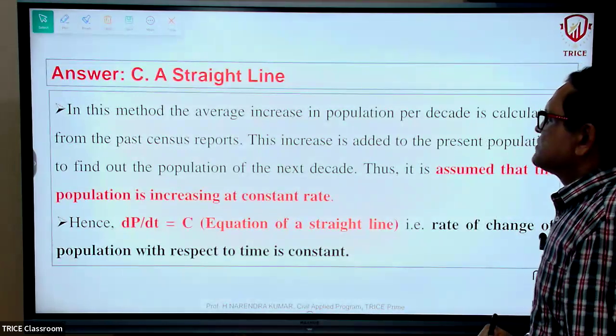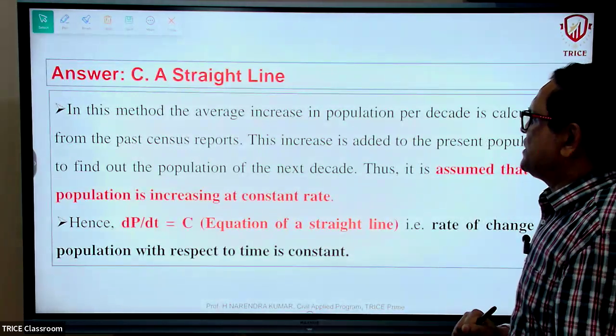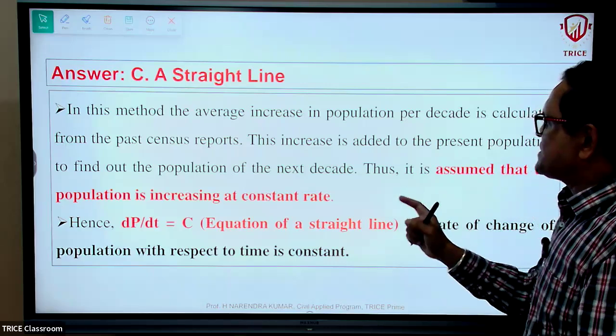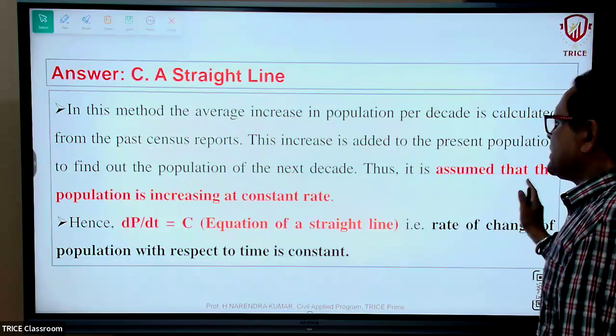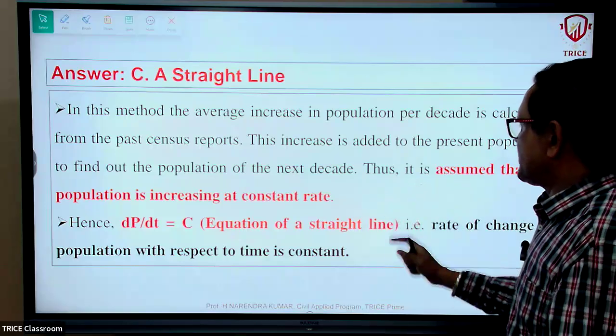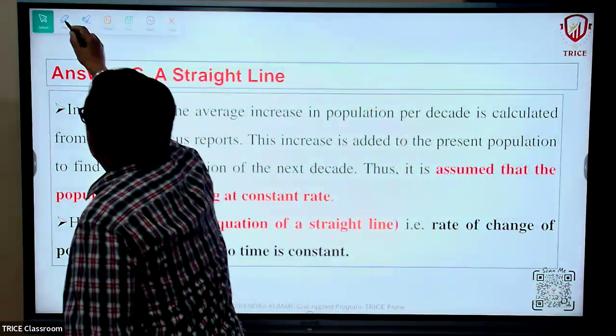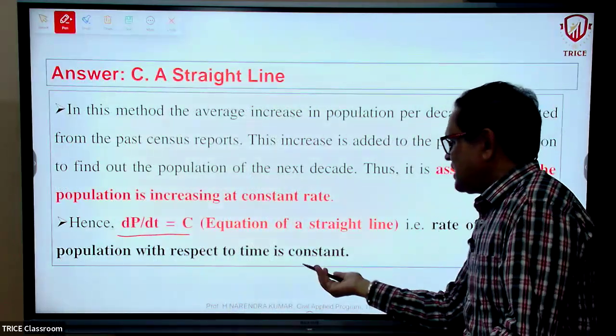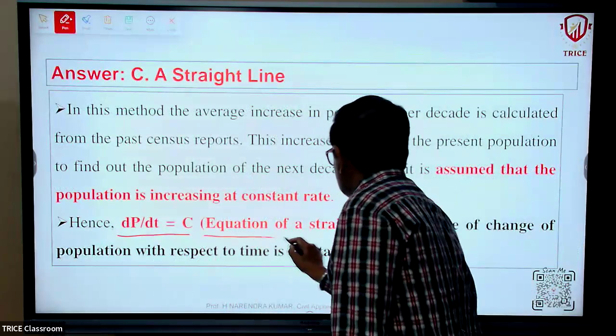See the answer? Straight line. Answer is C. In this method, the average increase in population per decade is calculated from the past census reports, and assume that the population is increasing at constant rate. So here I am giving you even the equation also. dP by dt is equal to a constant. What is that? Equation of a straight line.